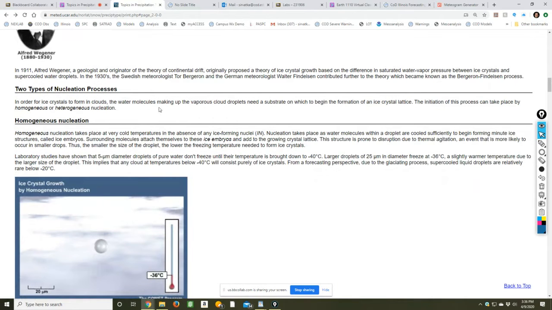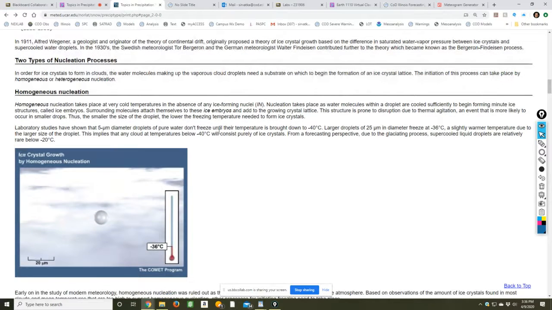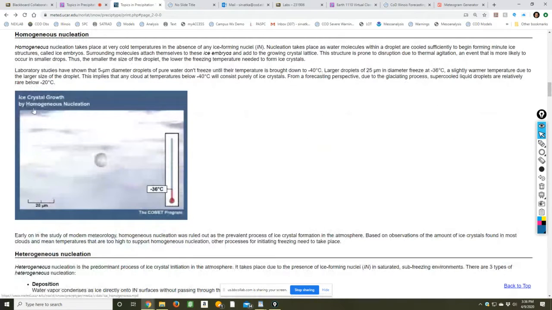Now, nucleation is the turning of liquid into ice. That's what the word nucleate means. So we have two types of nucleation. You should write this down: homogeneous nucleation and heterogeneous nucleation. And I had you try to define that in those words, and so we'll try to clean that up.